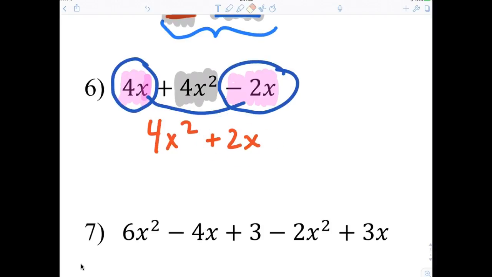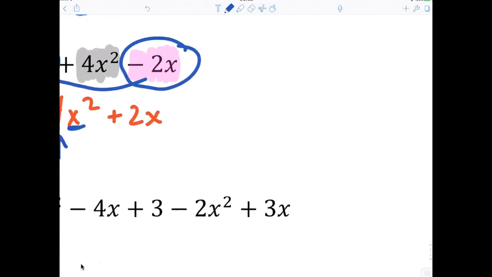So guys, can we add 4x squared and 2x? No, because it's not the same. The number in front here is telling me how many x squareds there are. X squared is different than x. You hear me on that? Could you just do like negative 2x? Okay, so look right here. Just a second.